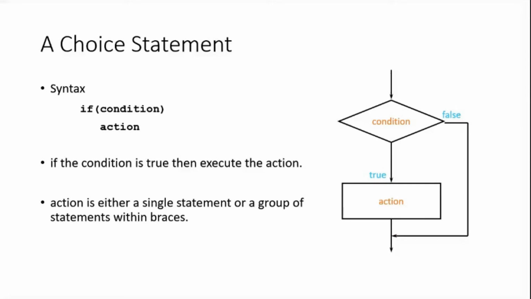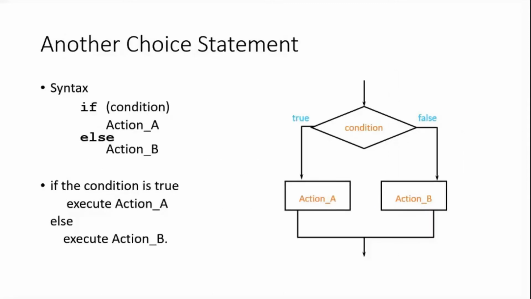So that is a type of choice statement. And another type of choice statement is this. In this case, if the condition is true, action A is performed, and if it is false, action B is performed. So that is also possible.